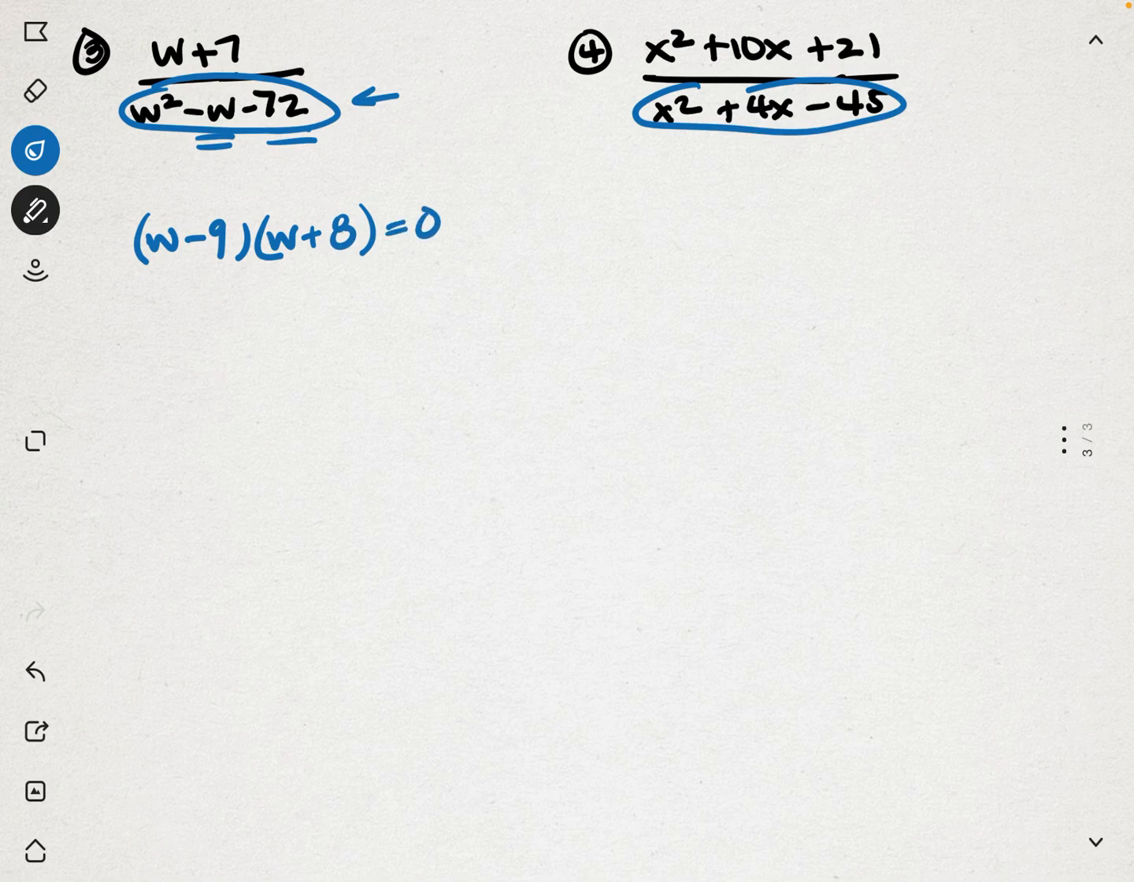We're trying to find what makes that 0. So we're going to apply the zero product property again. What would make w minus 9 equal 0? That would be 9. What would make w plus 8 equal to 0? That would be negative 8.